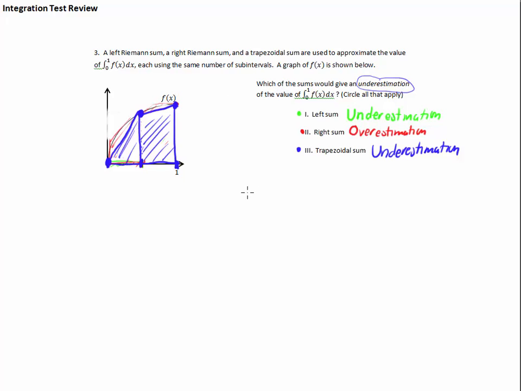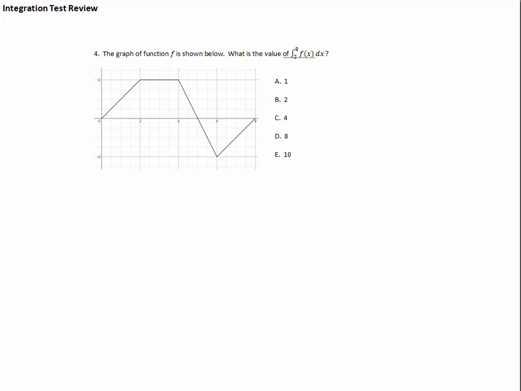So my answer for this one is both 1 and 3. The left sum and the trapezoid sum will give me an underestimation, where the right sum will give me an overestimation. All right, let's take a look at problem number 4.